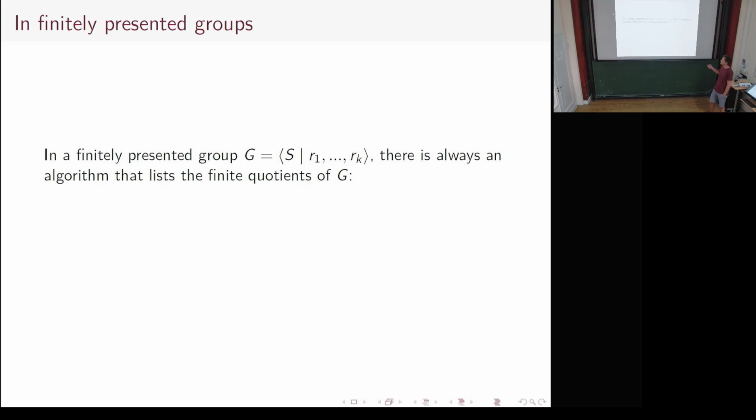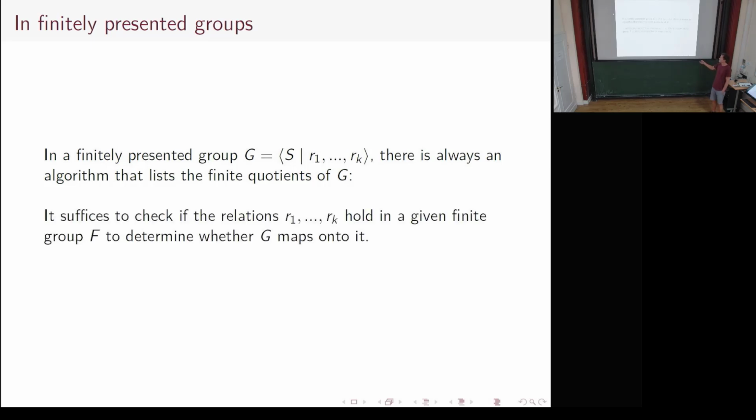Now, when you are studying finitely presented groups, there is always an algorithm which lists all the finite quotients of your group. Because to know if a given finite group is a quotient of your group G, you just have to check whether those finitely many relations hold for some generating family of the finite group. And I'm not talking about time complexity, I'm just saying it's, in theory, feasible. What happens for infinitely presented groups?